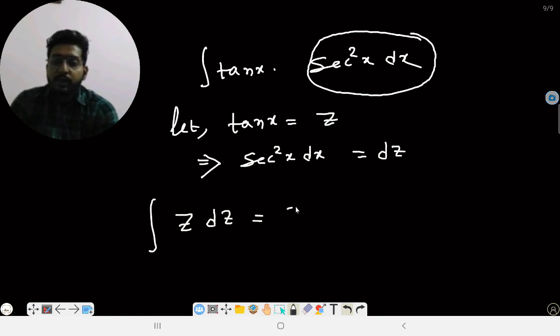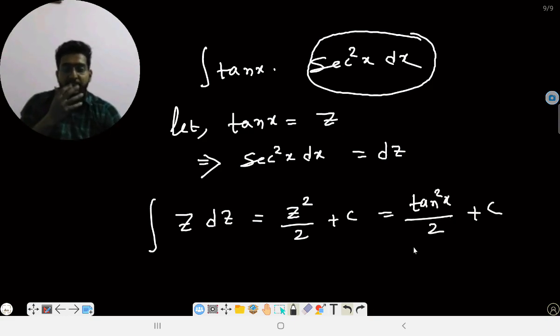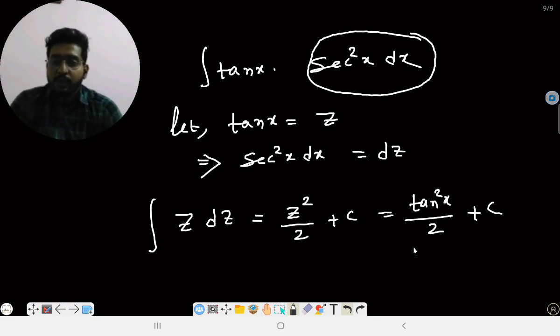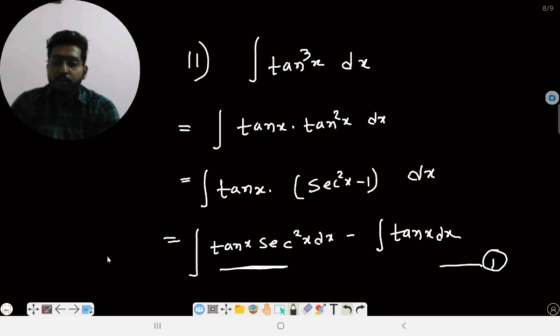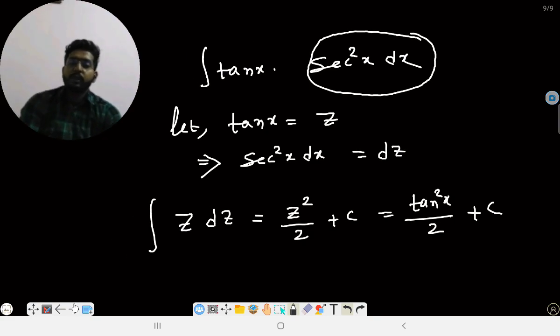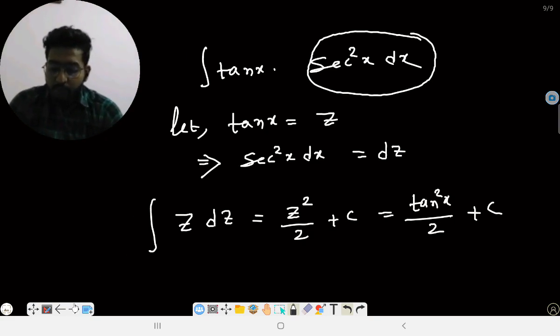Now what is integration z dz? That is z square by 2 plus c. That means tan square x by 2 plus c. So that will be my answer. Okay, so that means it is tan square x by 2. Done. So this is the way to do this one. This is question number 11. Now we'll move to question number 12.